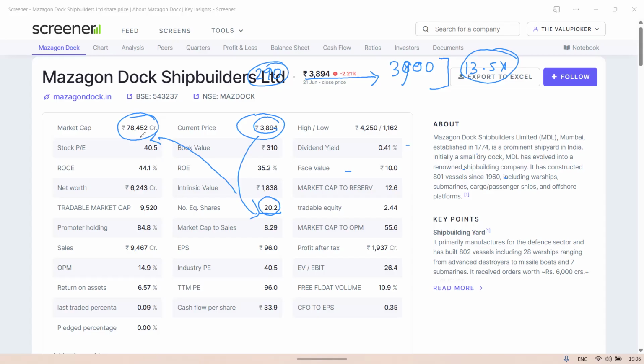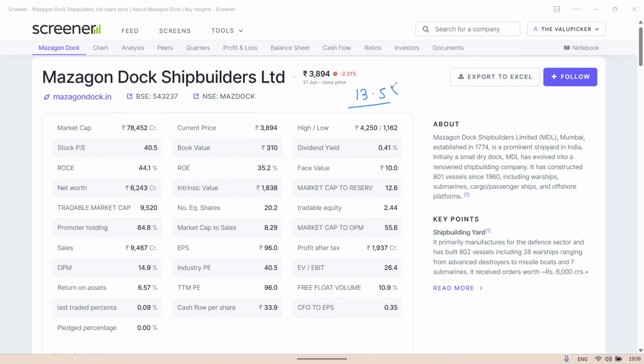Market cap is just a little tag we get whenever we buy. So this is the price of a business they are asking. Now, when I said it has gone up 13.5x, clear? So the market cap has also gone up 13.5x.